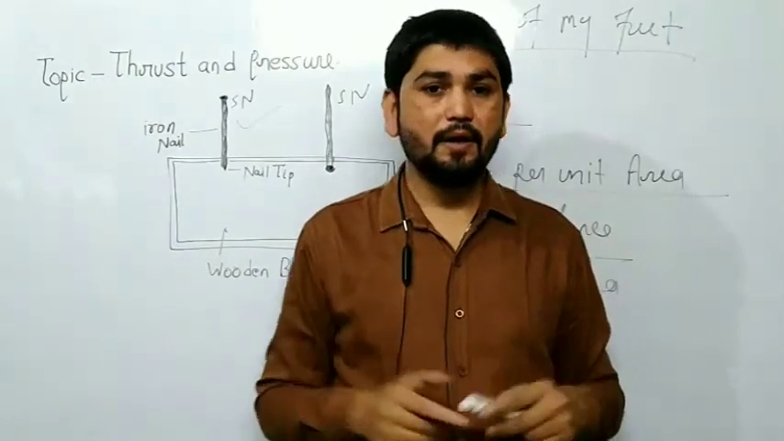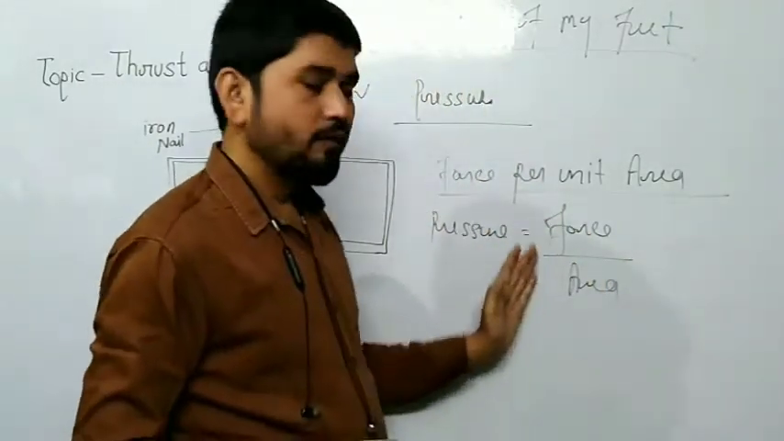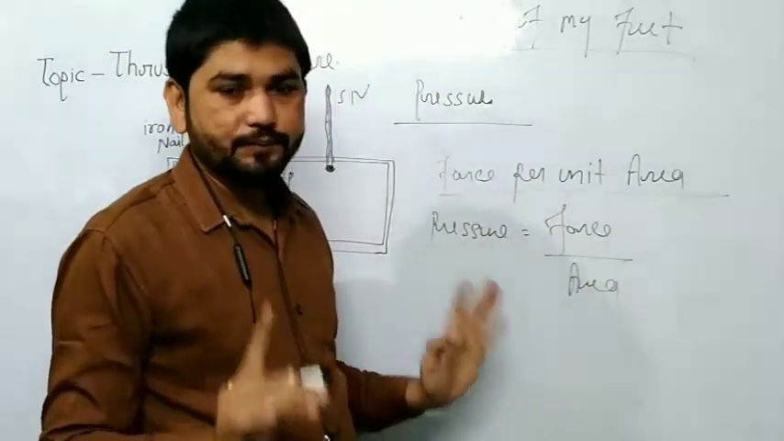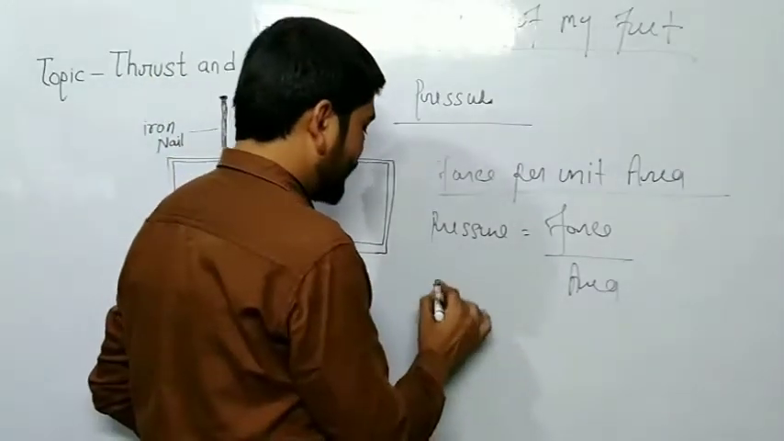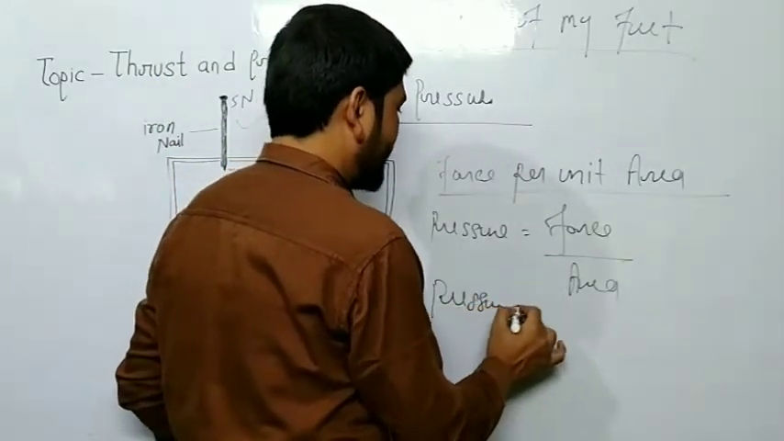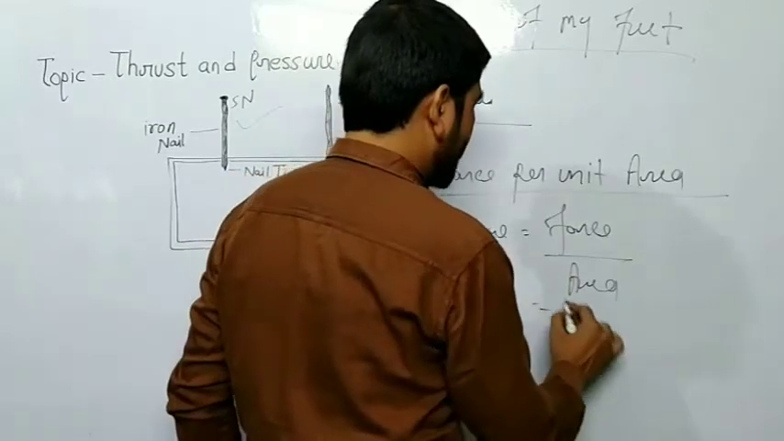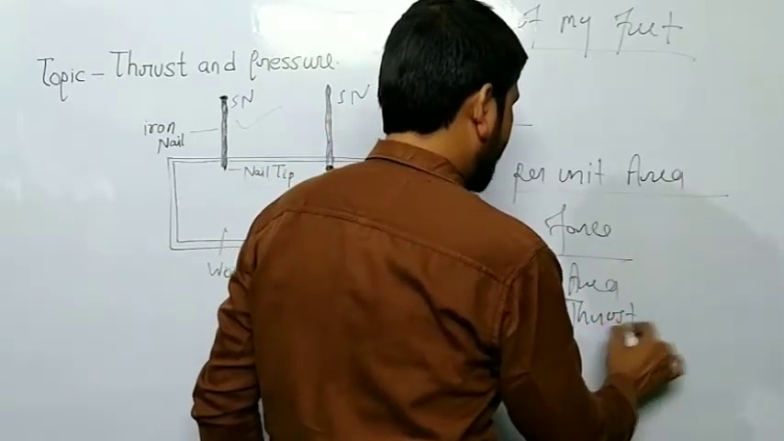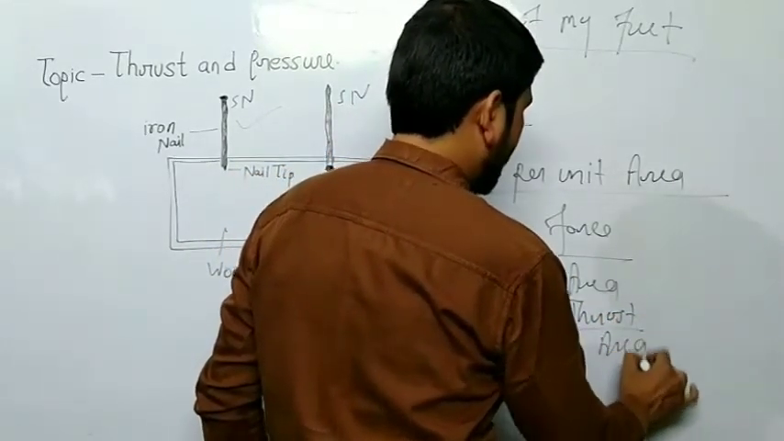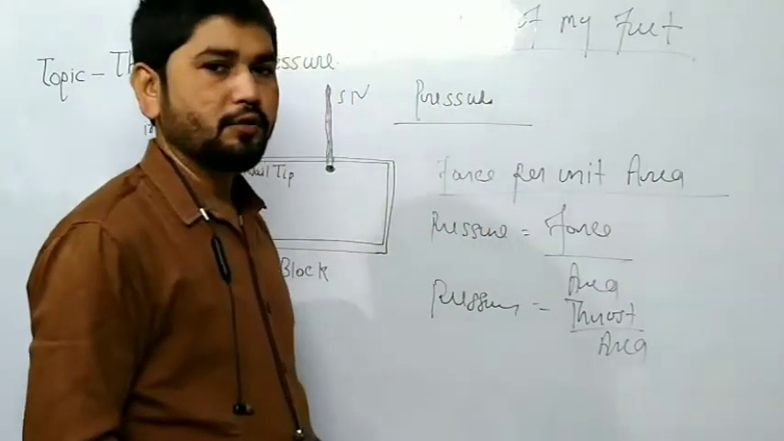Clear, everyone? So pressure is equal to force upon area. It is also written as pressure is equal to thrust upon area.